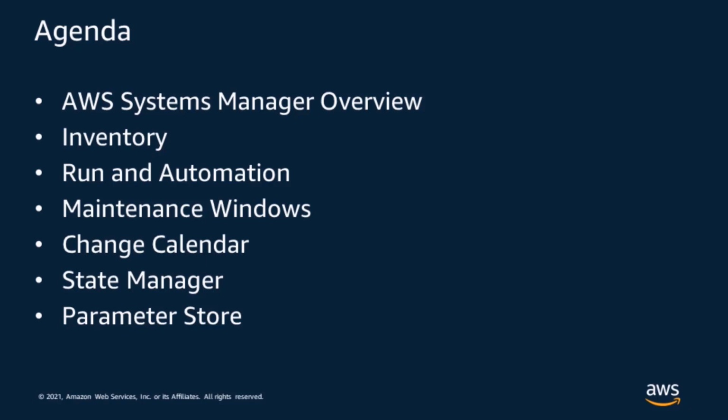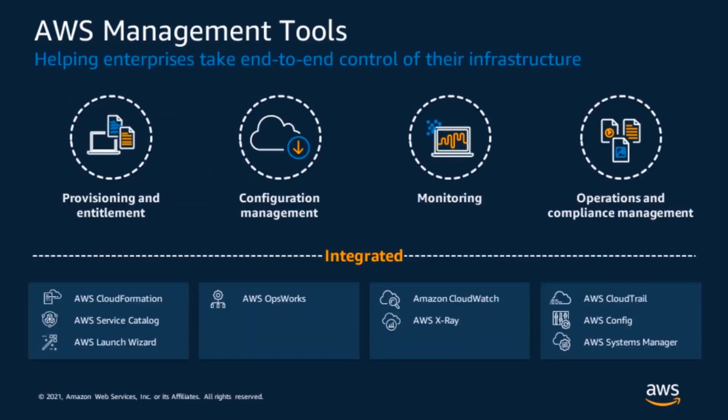We're going to do an overview of AWS Systems Manager, inventory, run and automation, maintenance windows, change calendar, state manager, and parameter store. We're also going to demonstrate how to utilize each of these features within the AWS Systems Manager.